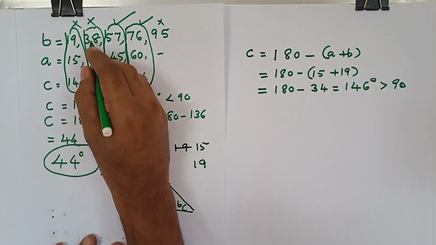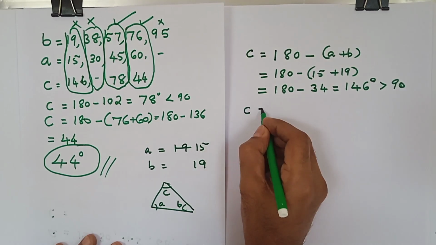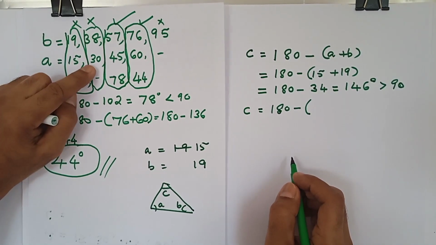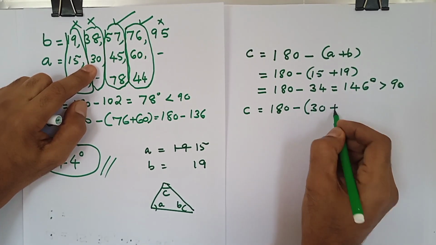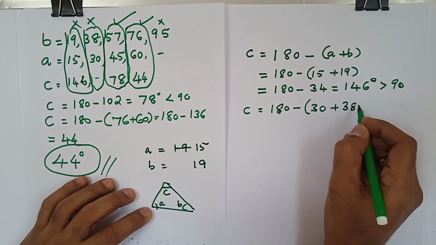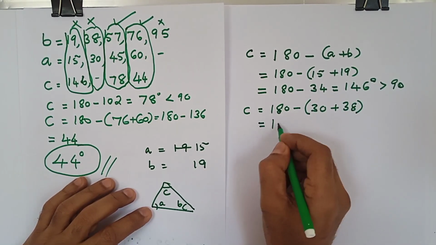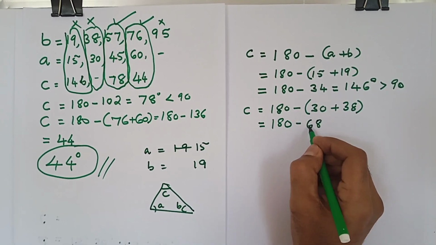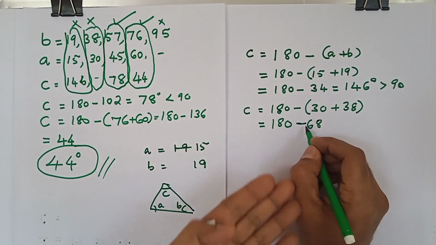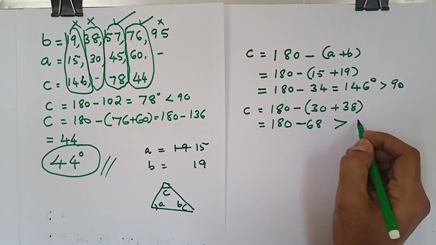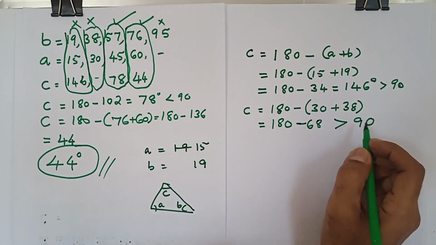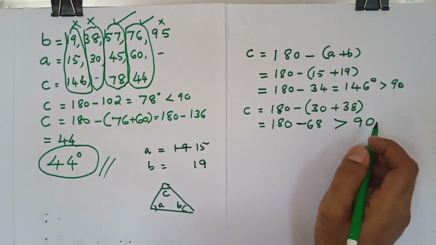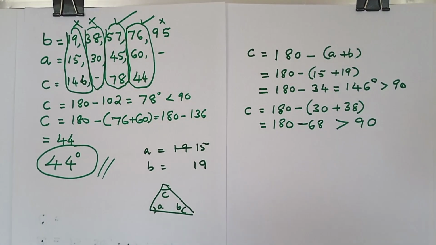Now, similarly, you can calculate this also. See, there, A is 30, B is what? 38. So 180 minus 68. You don't need to waste time simplifying this. This is obviously greater than 90, which it should not be. And that is the reason I left a blank here. You don't need to do any calculations or write anything.